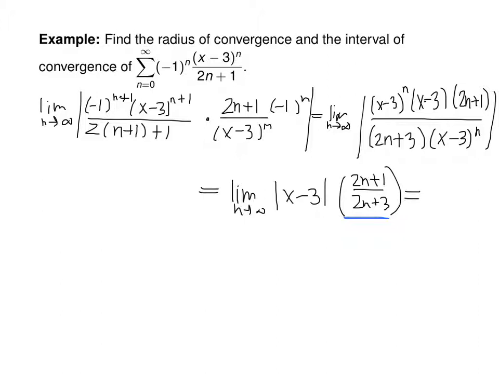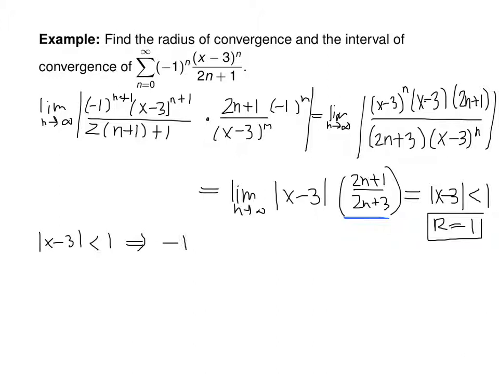So the value of my limit is simply the absolute value of x minus 3, which for convergence must be less than 1. So this tells us that the radius of convergence r is equal to 1. Next, let's find the interval of convergence. Because the absolute value of x minus 3 must be less than 1, this implies that negative 1 is less than x minus 3, which is less than 1, which implies that 2 is less than x, which is less than 4. So we have to test x equals 2 and x equals 4.